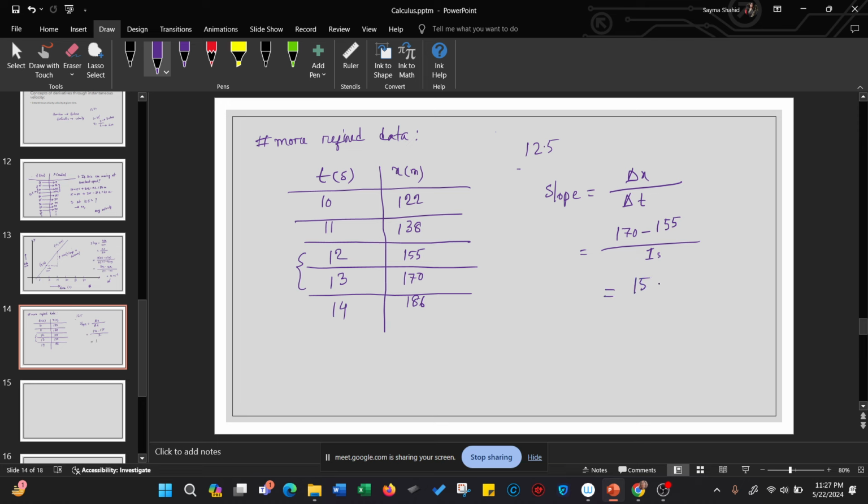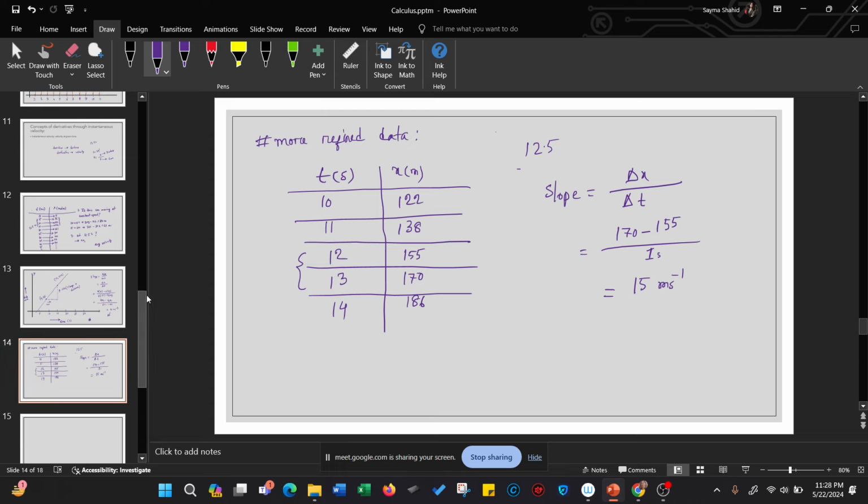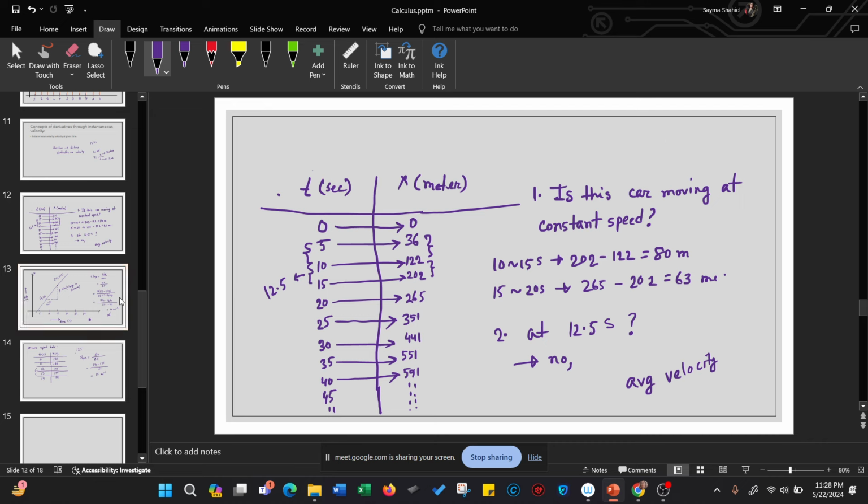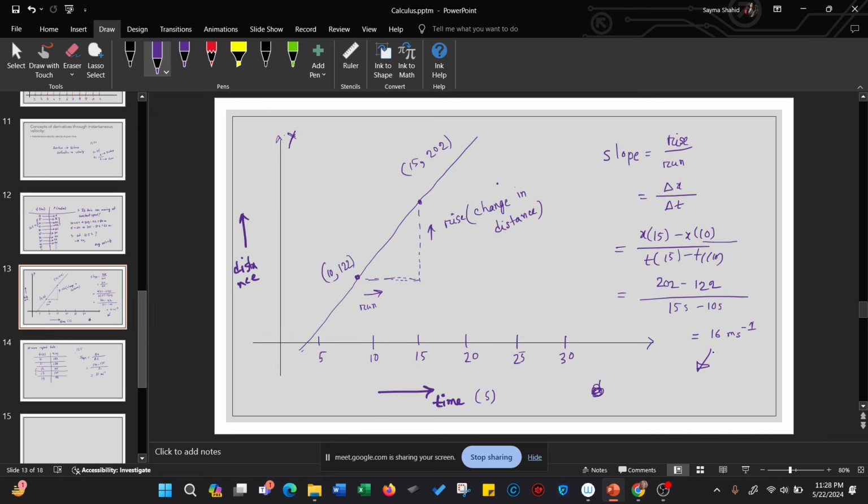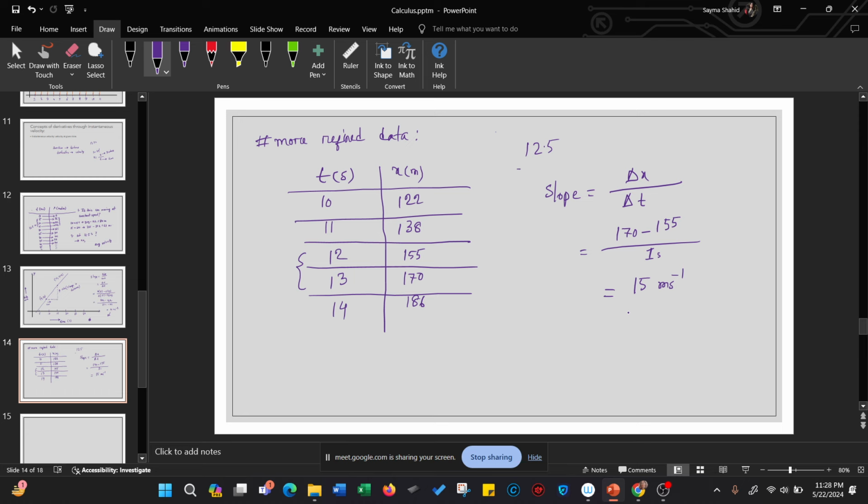So the slope will be 15 meters per second. We still don't have an estimate of the velocity at exactly 12.5 seconds, but we can get finer and finer intervals. What I'm trying to project is that when we took the 10 to 15 interval, we got 16 meters per second, and when we refined the data, we got 15 meters per second. It indicates that the more refined data you take, the more you optimize it, the more perfect the prediction.